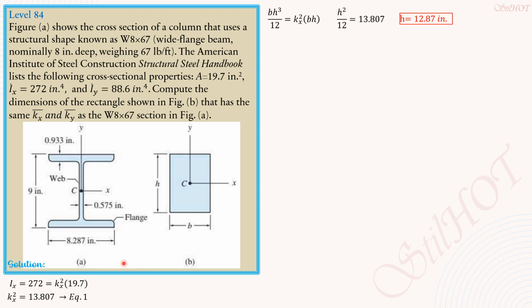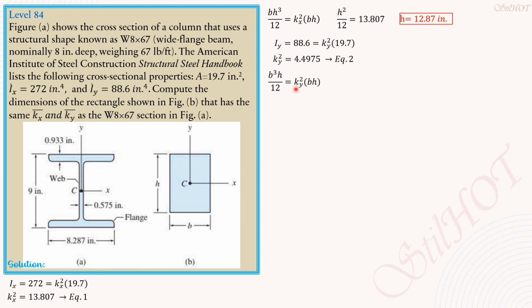And likewise, Iy, which is k barred y squared, or ky squared, times area, which is 19.7, and I barred y is 88.6. So from here, ky squared is equal to 4.4975, equation 2. So this is k barred y supposedly for this wide flange section, but the y-axis is also the centroidal axis of this rectangular section. That's why we just equate them. So for the rectangular section, moment of inertia with respect to y-axis is b cubed h over 12, and that is ky squared times area, which is bh also.